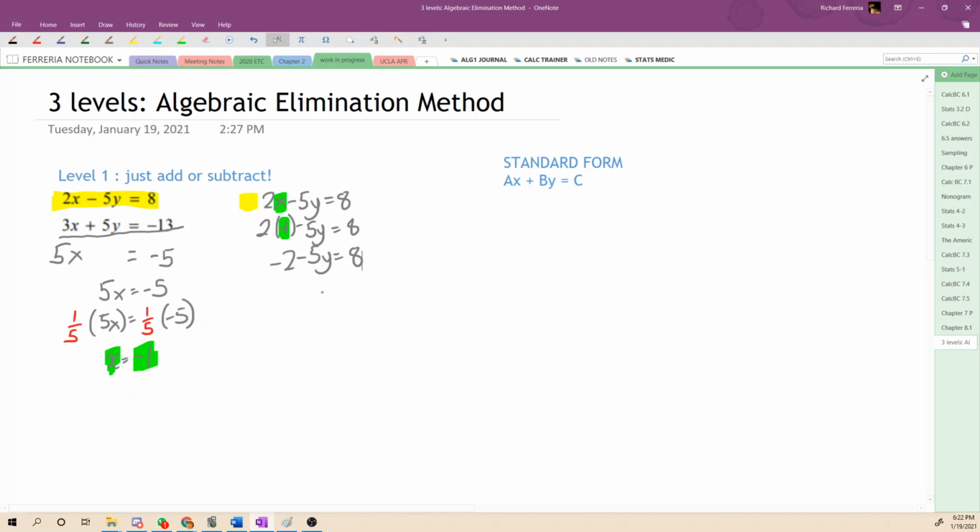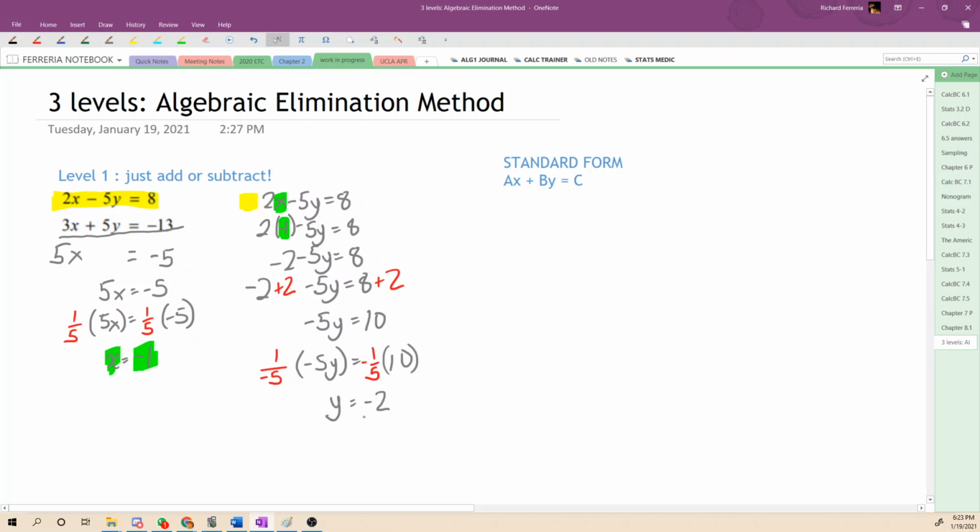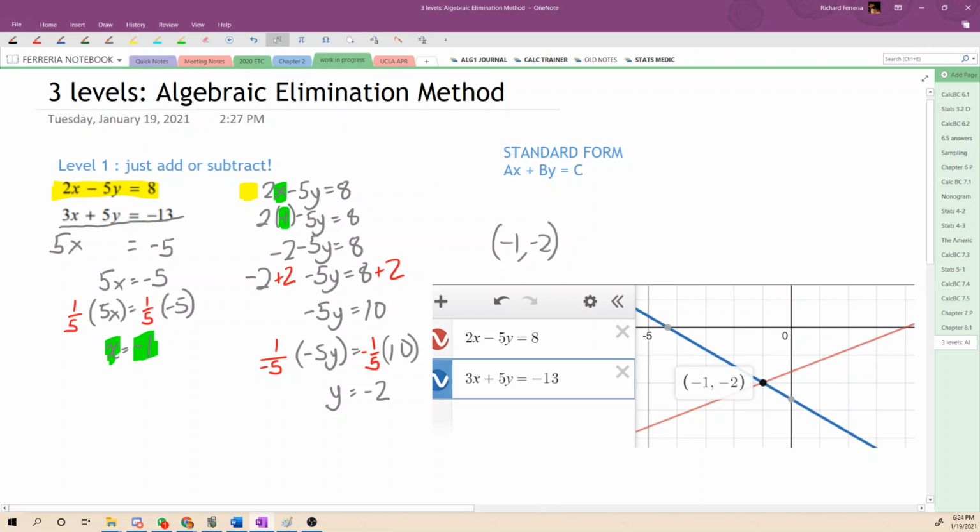so negative 2 minus 5y. Add 2 to both sides. That gives me negative 5y equals 10. Then we'll divide both sides by negative 5, which gives me y equals negative 2. So the answer should be negative 1, negative 2. Looking at the graph of the two equations confirms my result, so my solution should be negative 1, negative 2.